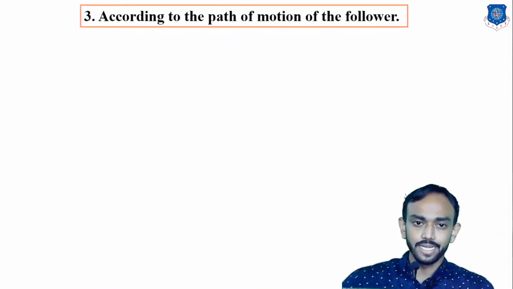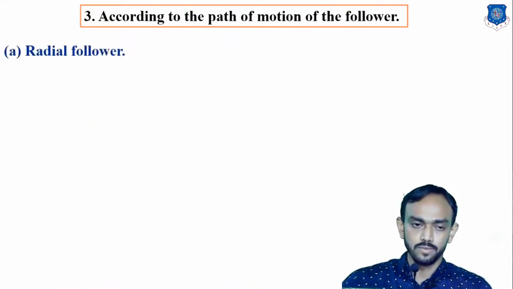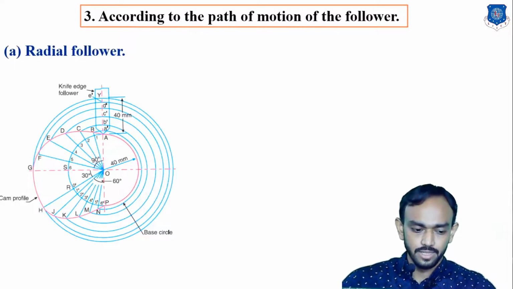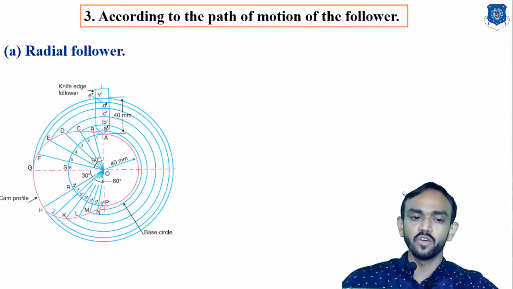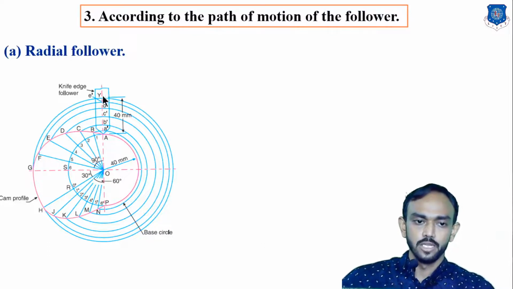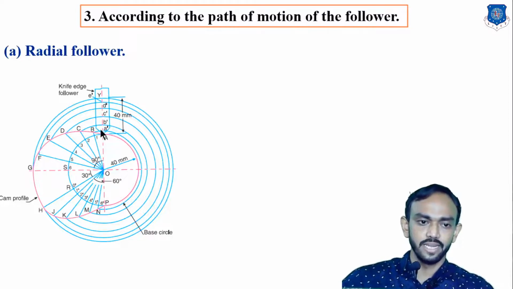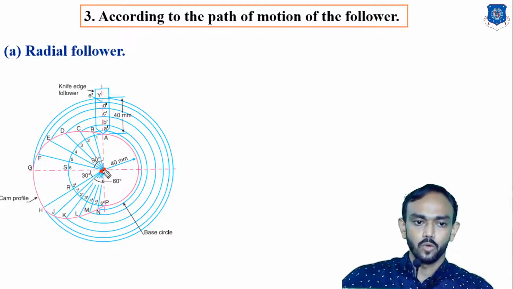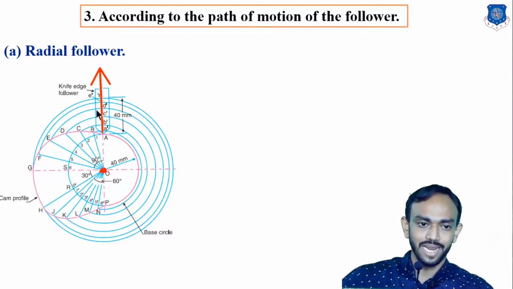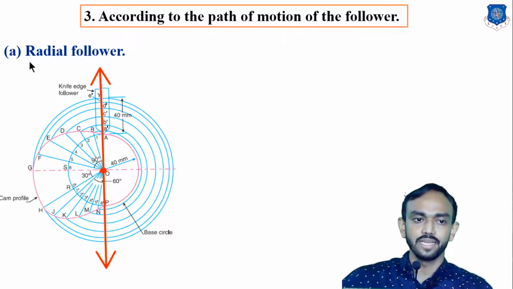The third criterion for the follower is the path of motion. First is radial. In radial, you can see the motion of the follower: this follower is moving here, along this line, and it always passes through the center of the cam. You can see there is a cam and the center of the cam is here, and the motion of the follower is there. So when this line of motion always passes through the center of the cam, it is known as radial.